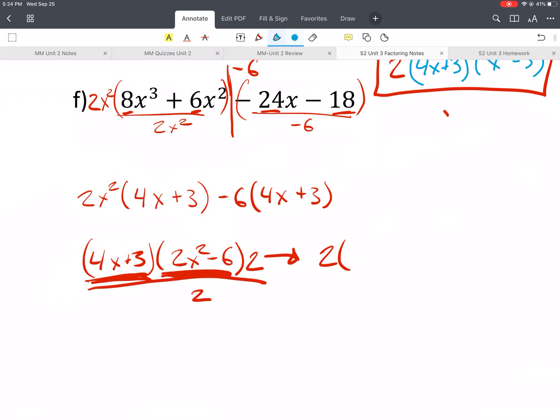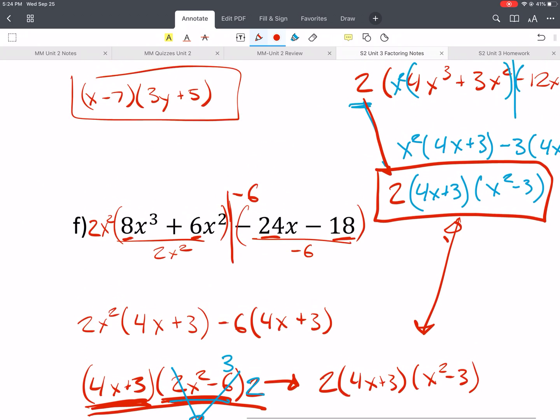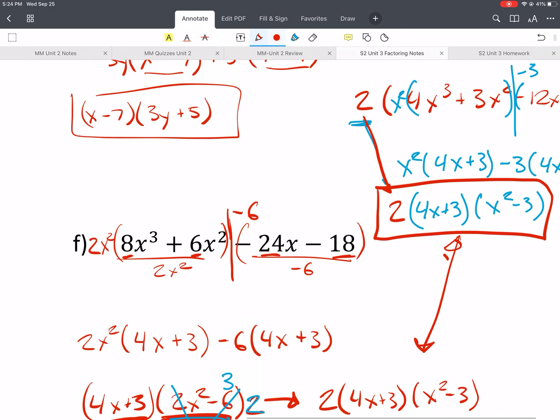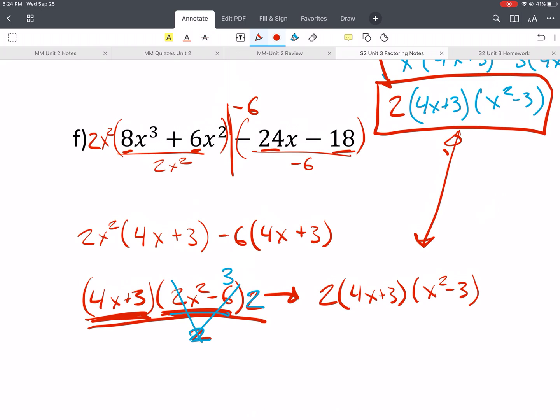Maybe I should change my color. So 2 divided by 2 is 1, and that would end up giving us 3. So we'd still have our 4x plus 3, and then we'd have x squared minus 3, okay? And then we'd end up having the same answer that we had here. So whether you take out the greatest common factor at the beginning or at the end, you can have the same answer.